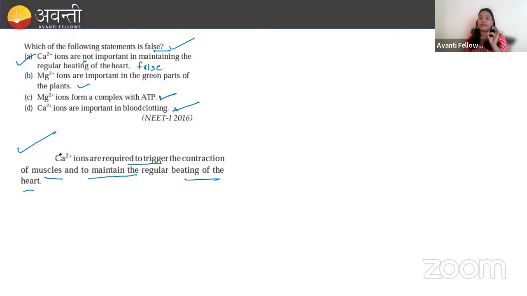So that is not correct. So that is the incorrect statement. Okay, that is a false statement. Actually, calcium 2 plus is required. So such a type of question can be reframed in a different way. Okay, which is the true statement.